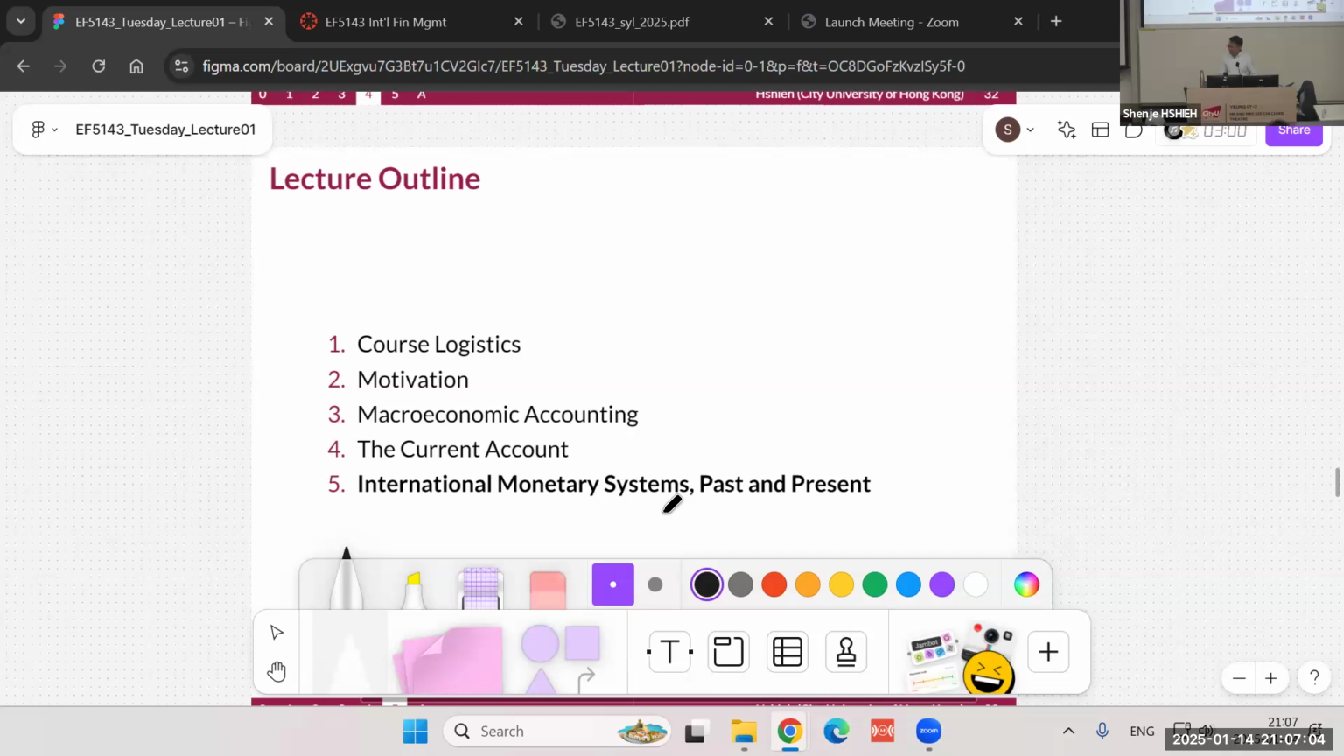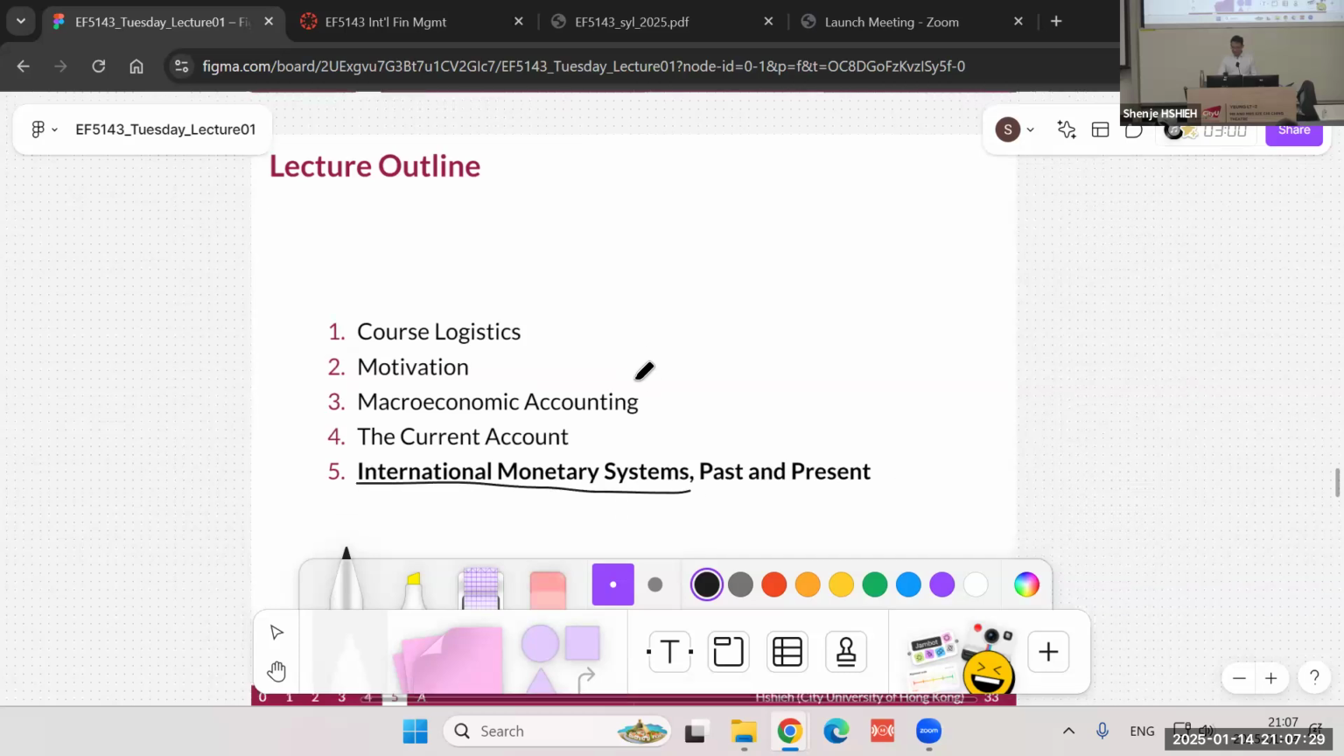Alrighty, so for the last hour or so of this class, I am going to give you essentially a quick history lesson. I'm not going to talk too much in detail. What I'm going to do is just talk about the different exchange rate regimes that have been in place from around the 1700s and 1800s up to modern day. So, international monetary systems, past and present.